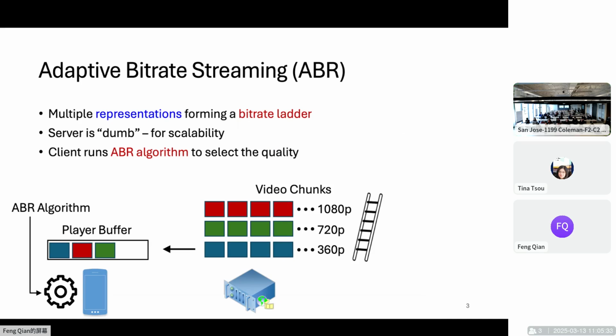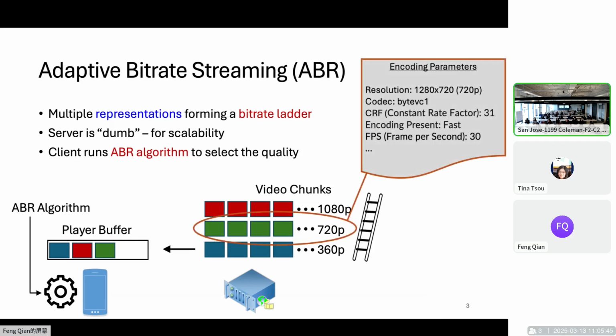Right. So these multiple qualities form a ladder. You can think of it this way: when the network is good, we climb up the ladder, so the resolution goes up, and vice versa. And a little bit more detail: each representation is actually characterized by multiple encoding parameters, not just the resolution, but many other parameters like codec and many other things.